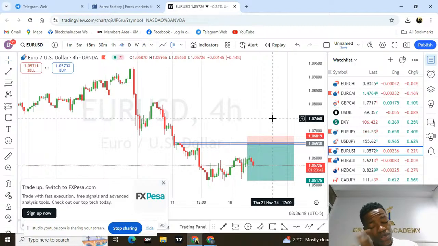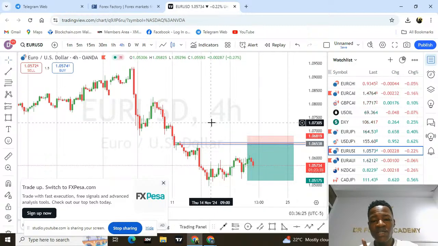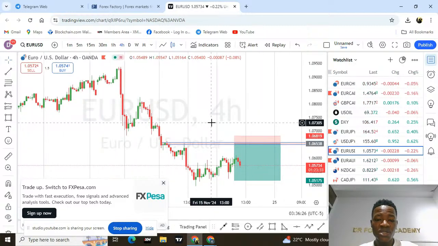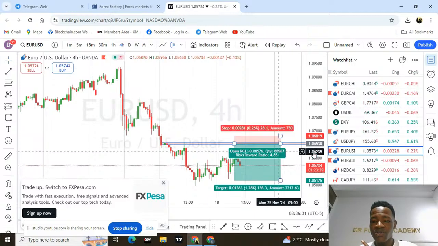On Euro USD, I have been keenly and patiently waiting for this market to come back to this area. I have not yet activated my zone, but I still retain it. This is the entry zone for Euro USD, so I'm waiting for the market to come back to this zone on the 4 hours so that I can have my sales on Euro USD.